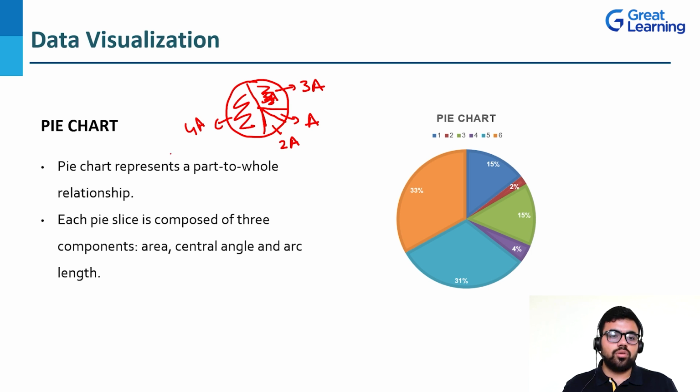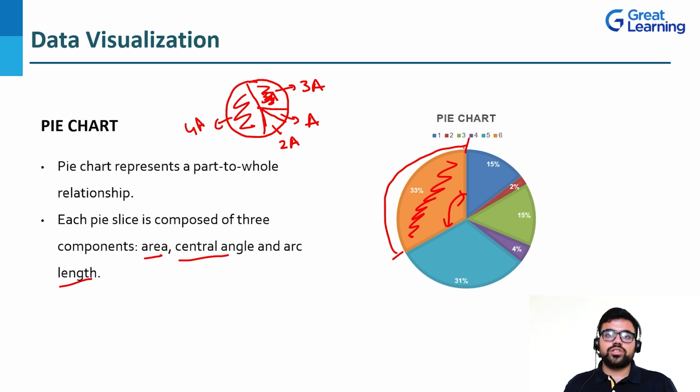So a pie chart has 3 major components. The first one is area, the second one is central angle, and the third one is arc length. Excel does it automatically, but let's look at what this is. So area would be this chunk here. Central angle is the angle it makes from the center, and the arc length is the circumference of that particular slice.